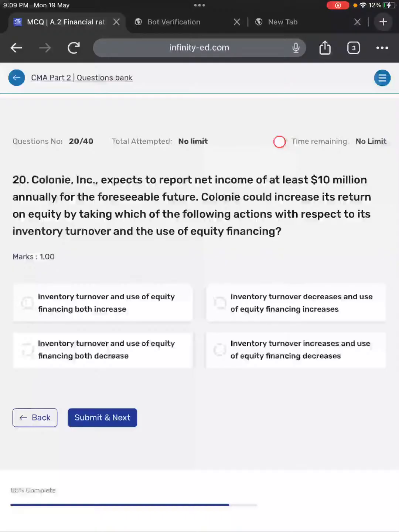Now question number 20. I think this is a repeated question. Return on equity to increase.